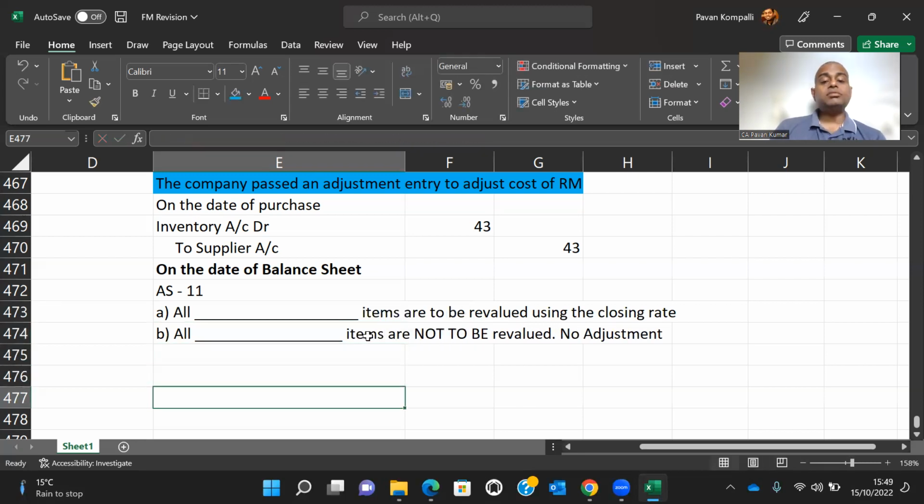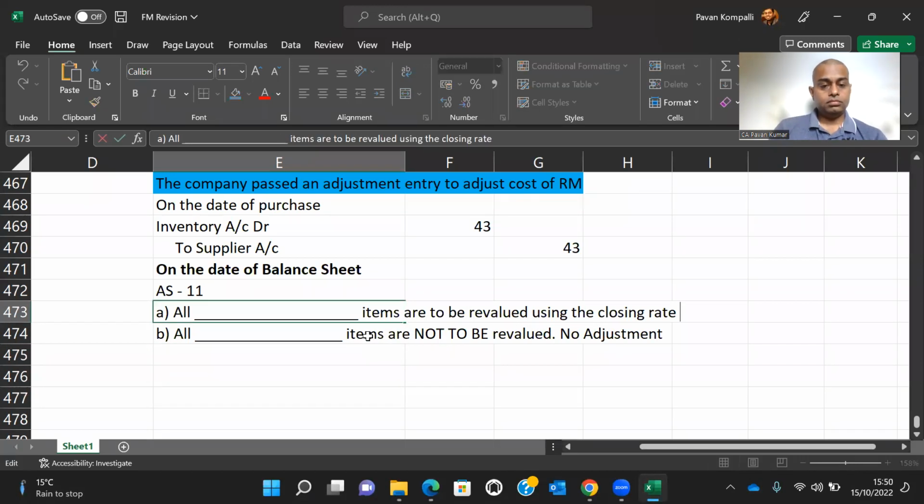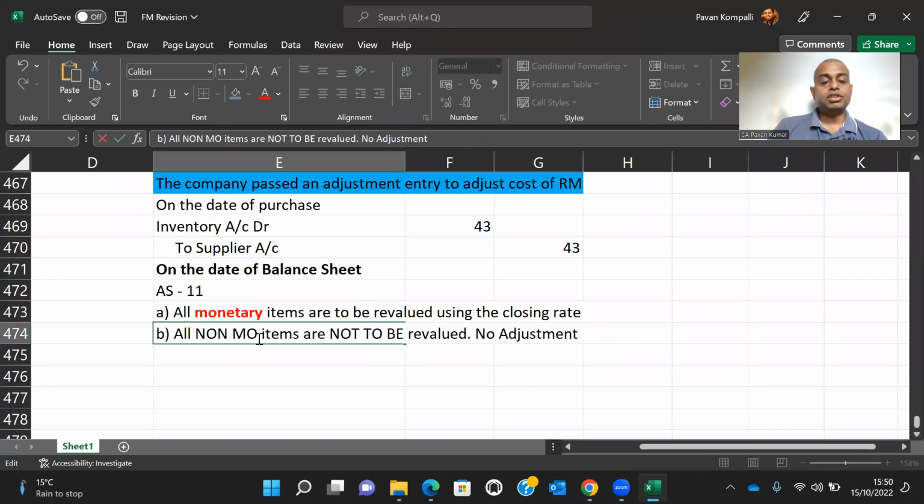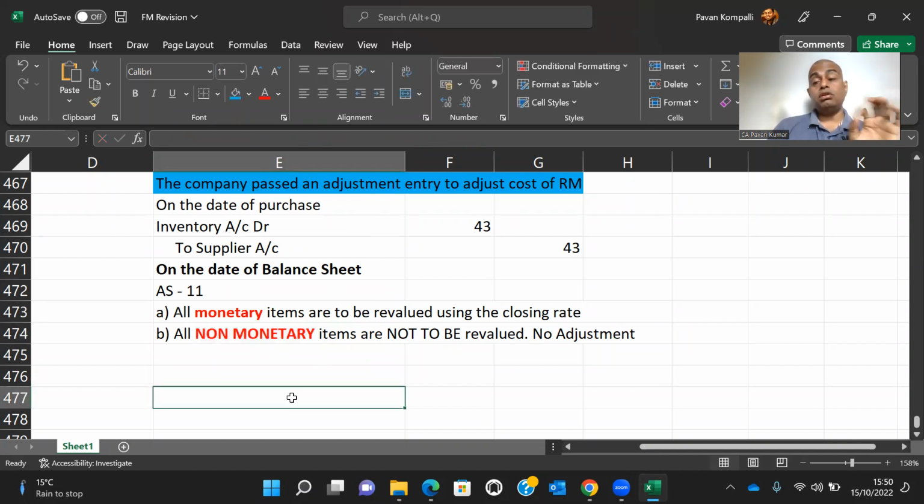So monetary items have to be revalued. All monetary items have to be revalued. So here, non-monetary items are not to be revalued. Don't dare to put your finger here. Monetary items are to be revalued. Non-monetary items, once recorded, leave it.